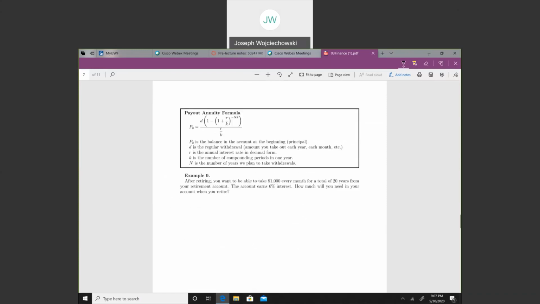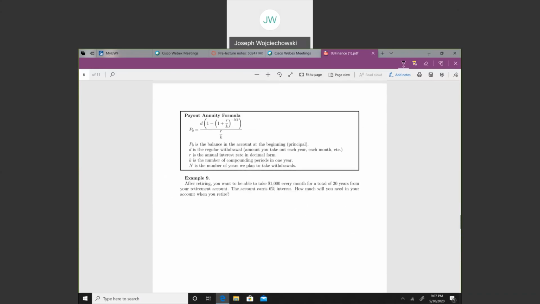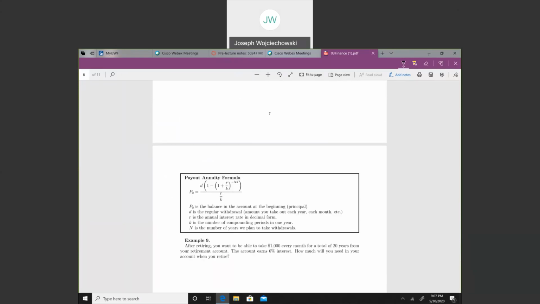Okay, now we're going to look at the payout formula. Payout annuity. Okay, this formula is almost the same. Here's the difference. First, in the payout formula, we have the principal at the beginning. In the pay-in formula, we have the principal at the end.